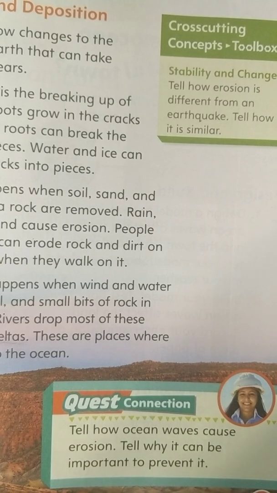Tell why it can be important to prevent it. So if we know that every time a wave goes up on the beach it takes some of that sand away and moves it down, why is it important to try to stop that from happening? Okay, you probably should have said something like, if all of that sand over time keeps getting moved away, the shoreline's going to get smaller and smaller. And so all those people who have houses along the beach, eventually the shoreline's going to move farther and farther back, and it'll go up into their house, and then they won't be able to have a house there anymore because it's going to be water right there. So we try to do things to prevent that from happening too.